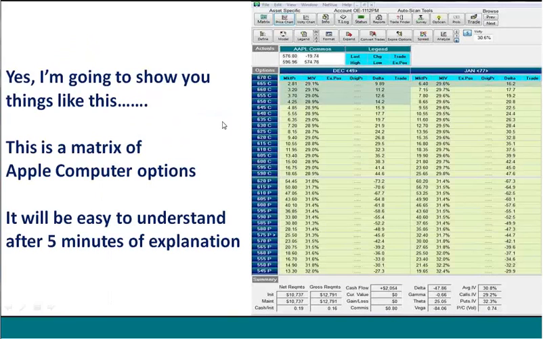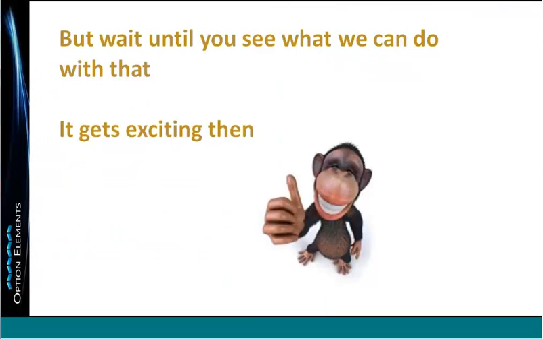Yeah, I'm going to show you things like this too. This little matrix over here to the right. It's a matrix of Apple computer options. Now, at first glance, you might be going, wow, what's all those numbers? That's a lot of stuff. But you know what? After 5 minutes of me explaining this little matrix, you'll be able to see exactly what it is. And it's actually really, really simple once I explain it to you. But hey, wait till you can see what we do with that matrix. That's when it gets exciting, okay?